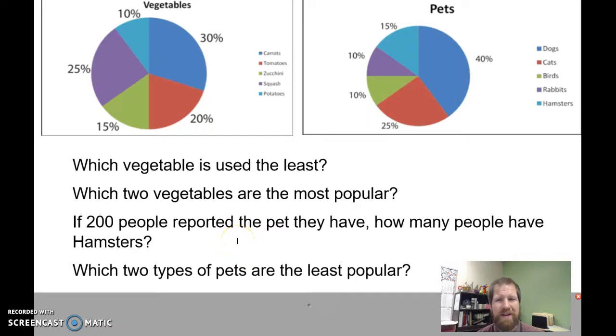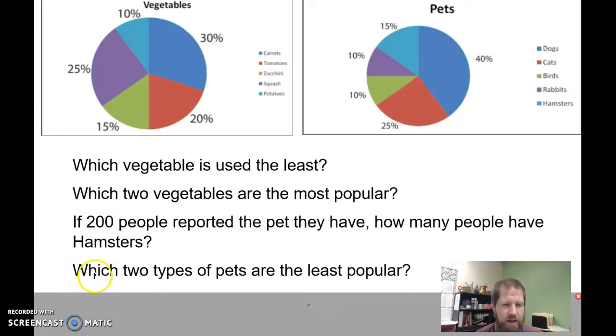Sometimes you'll be given it the other way. So if I said, this is my pie chart, and, I'll make it a little harder, 30 people have rabbits. Okay, how many total people were in the survey? Well, if 10% of the whole equals 30, then 100% of the whole should equal 300. Okay, so you might be asked to go back and forth between percentages and actual numbers.